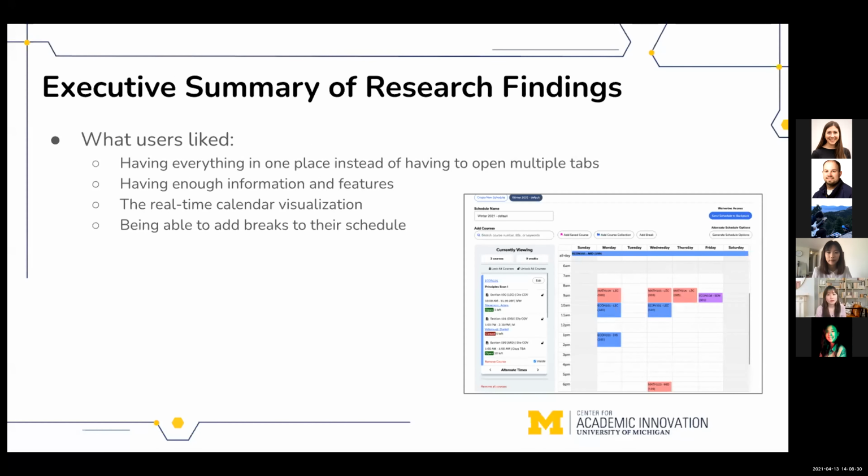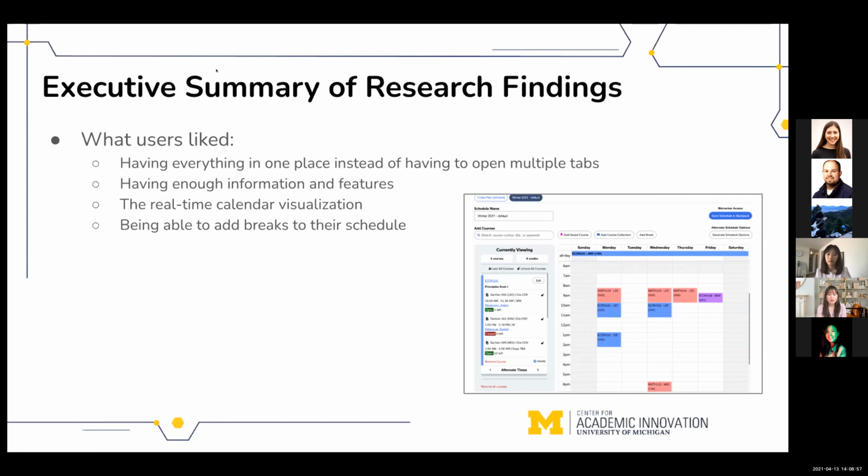Thank you, Joanna. So now we want to talk about what users like and what users find confusing about the Atlas Schedule Builder. What users liked was having everything in one place instead of having to open multiple tabs. Since when they use the Urban Assess, they have to go back and forth on multiple tabs to check the professor information, class information, and other things.